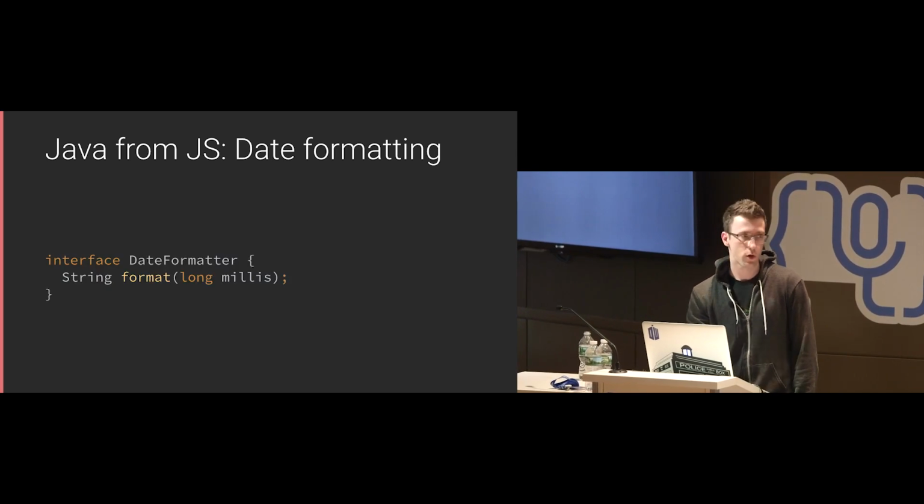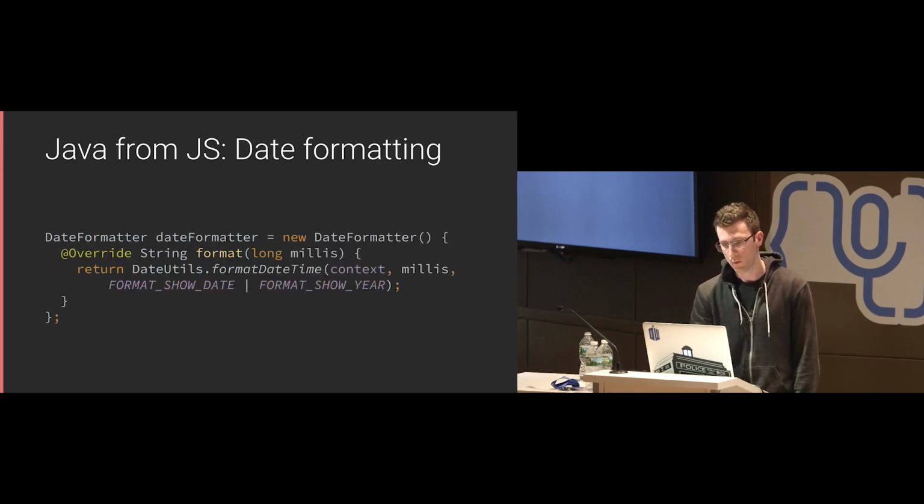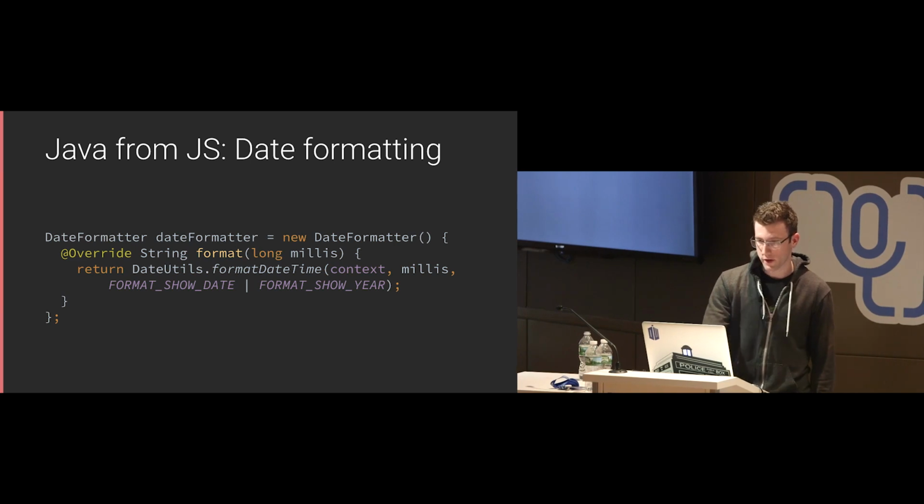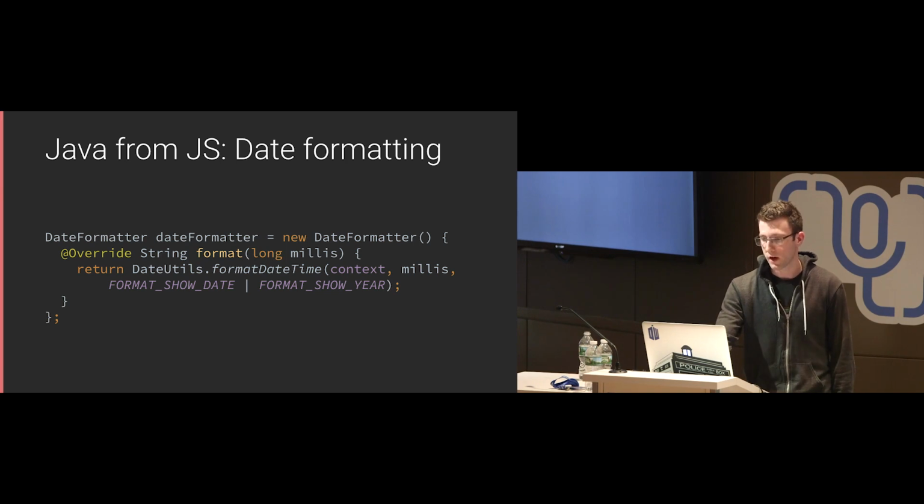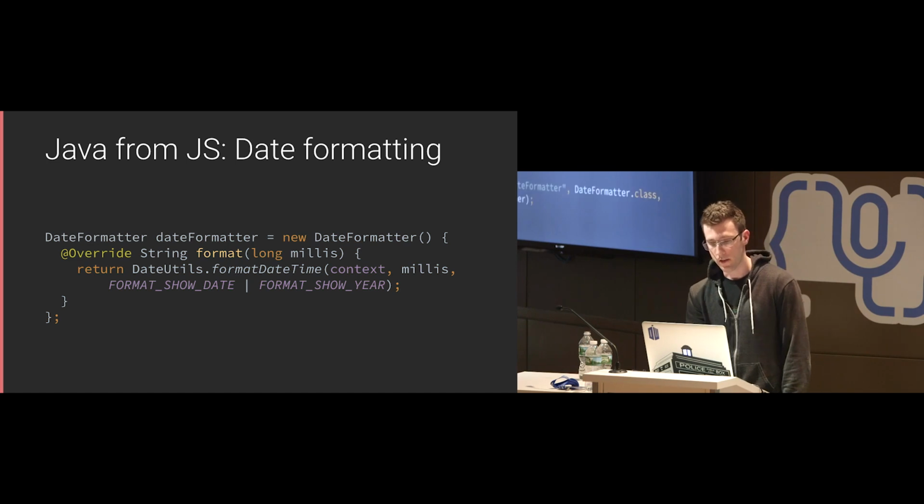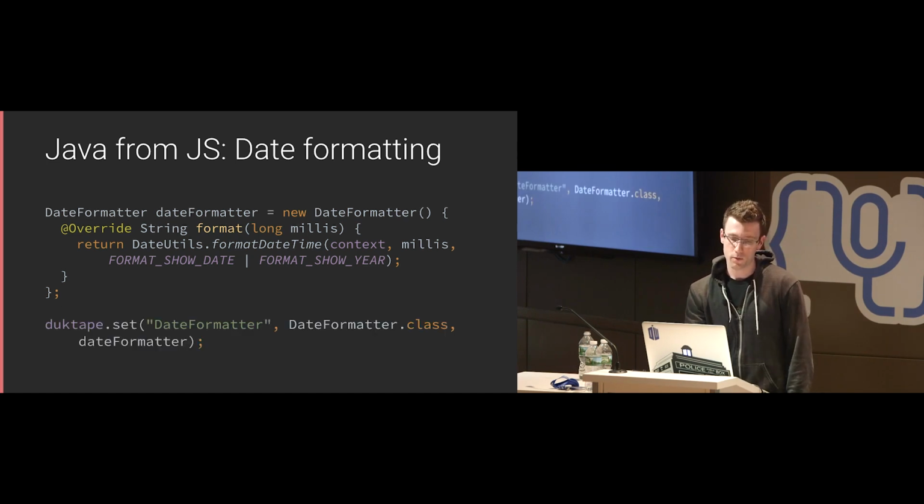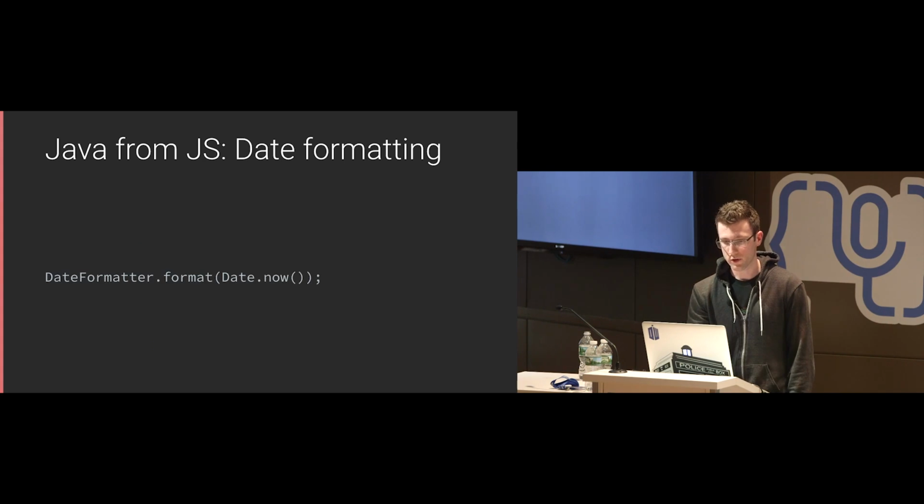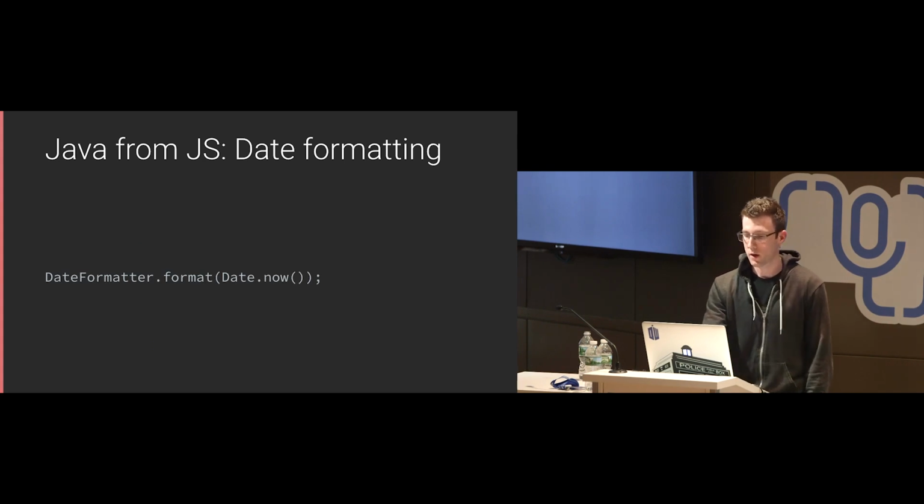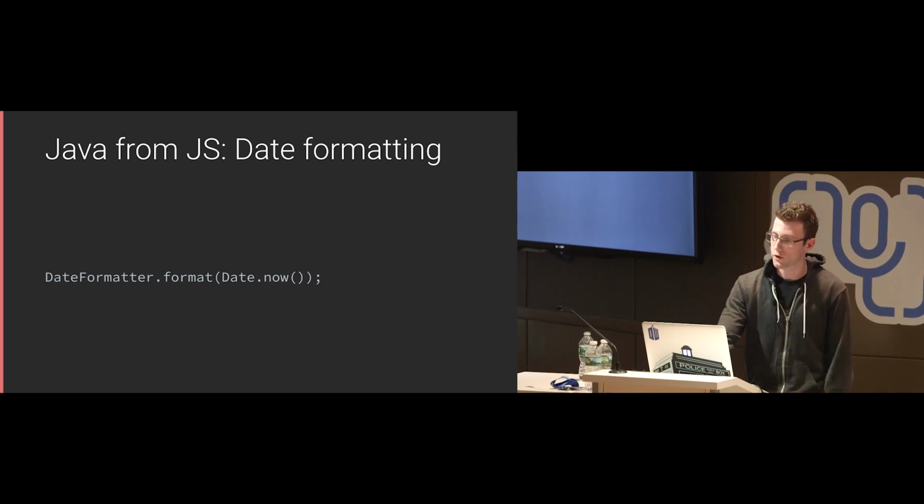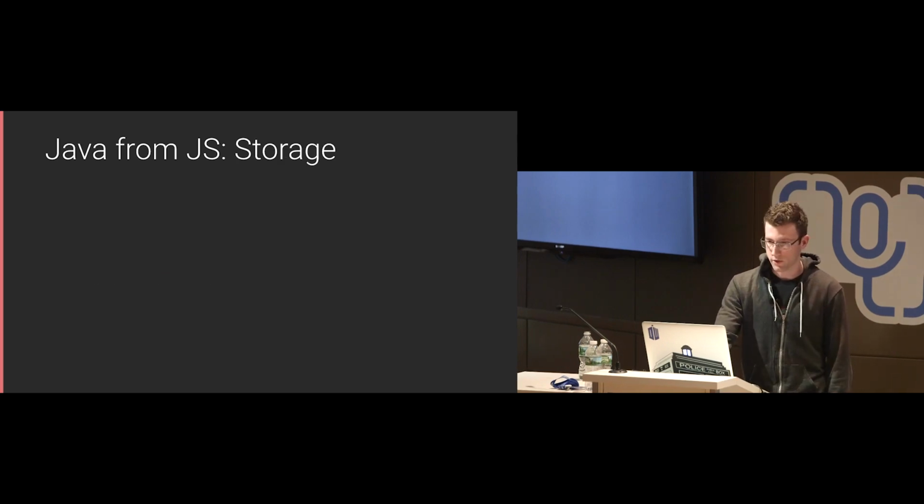Just like before, we're going to define an interface. We'll call it DateFormatter. It has one method called format, takes in a time, and returns a string. We create a new implementation of this where it simply calls this fantastic DateUtils method, formatDateTime, which will render the date according to the user's preferences. And then just like before, we call duct tape set, use DateFormatter, and then in our JavaScript, we can just call dateFormatter.format, pass in a date, and this will render the date in a human-readable string according to the user's preferences.